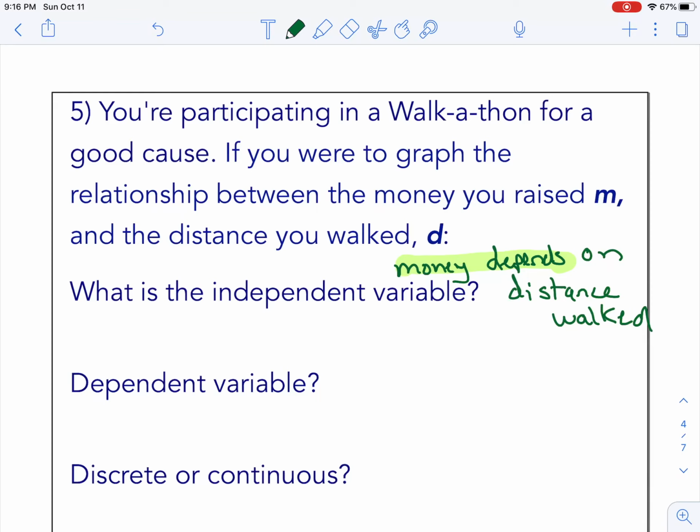So your money raised is your dependent variable, and the distance walked is your independent variable.